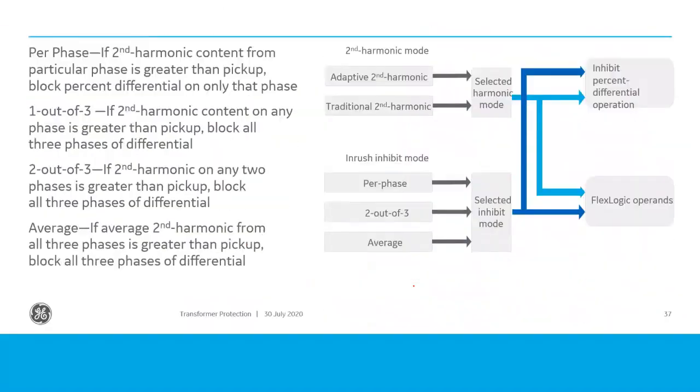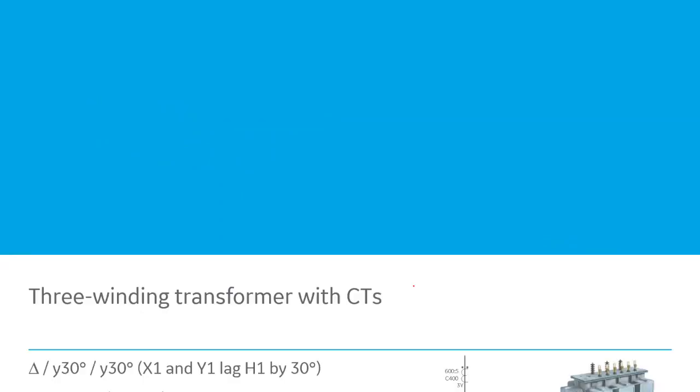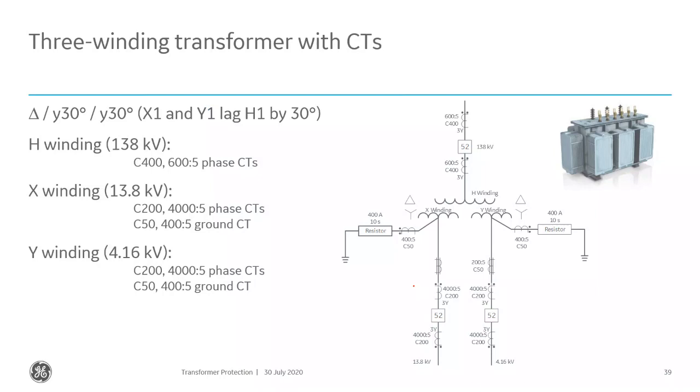So, as promised, I said I would go through an application example. So let's go through this application example. So here is my transformer. I've got a 3-winding transformer. And it looks like this guy is delta Y30, Y30. So that means the X1 and the Y1 are lagging the H1 by 30 degrees.